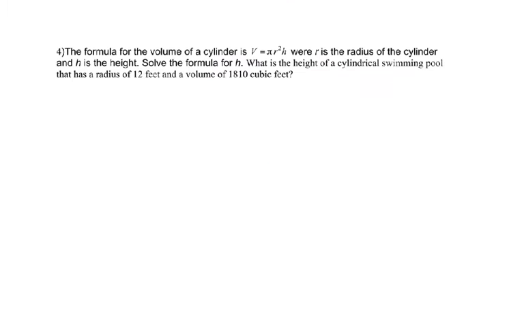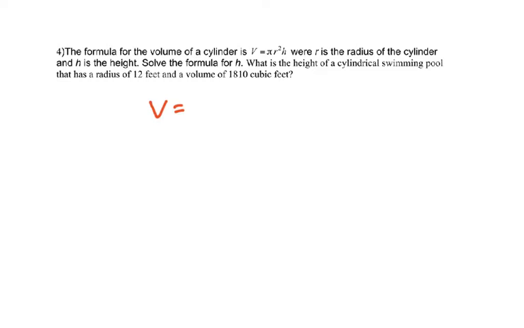Okay, let's move on to the next one. Okay, so they're going to put it as a word problem. The formula for the volume of a cylinder is V equals pi r squared h, where r is the radius of the cylinder, h is the height. Solve the formula for h. What is the height of the cylindrical swimming pool that has a radius of 12 and a volume of 1810? Okay, so blah blah blah.